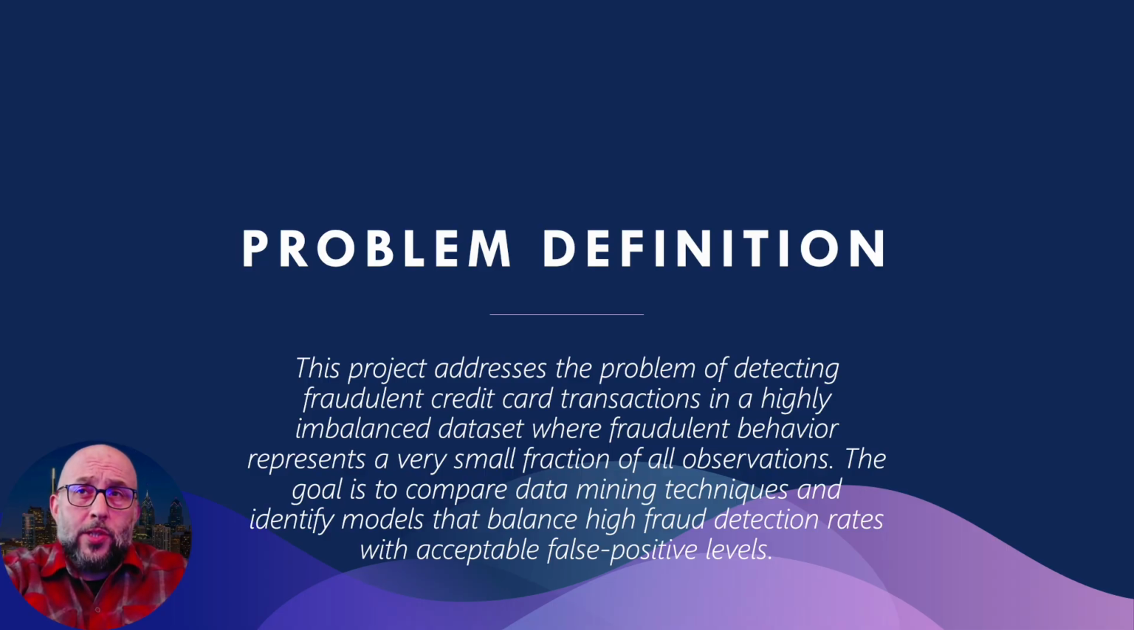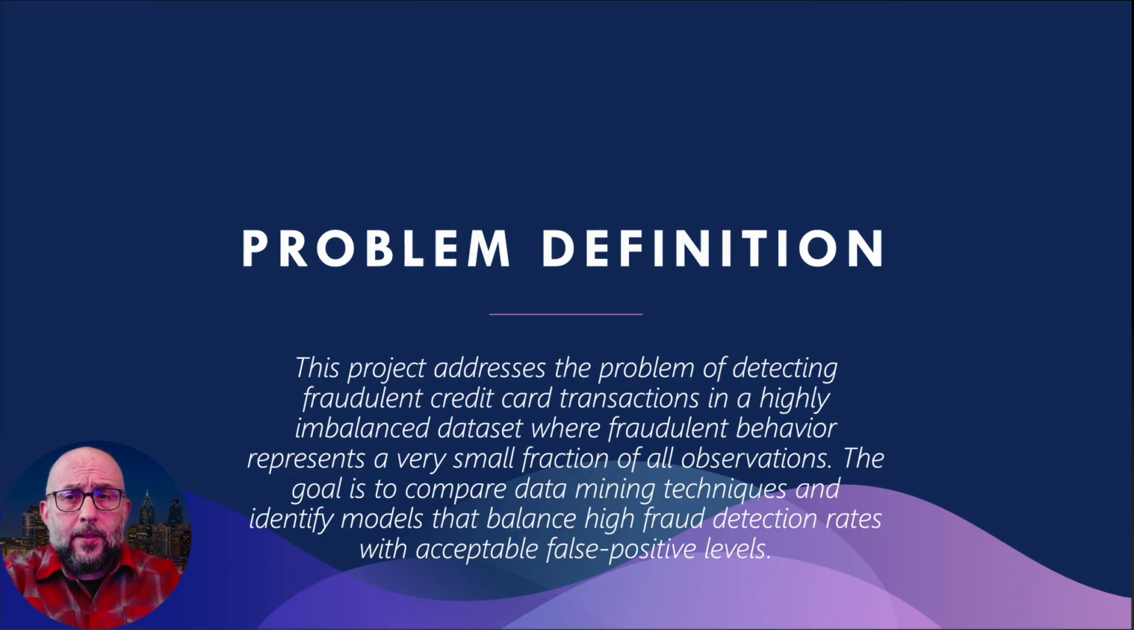So the main questions I wanted to answer here were, how do different models handle extreme class imbalance? Which techniques offer the best balance between catching fraud and avoiding false alarms? And how useful are techniques like PCA for understanding this data?